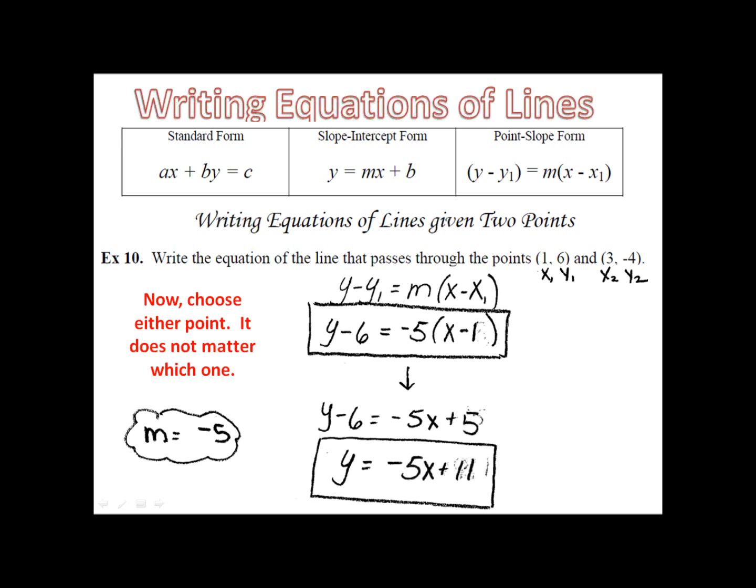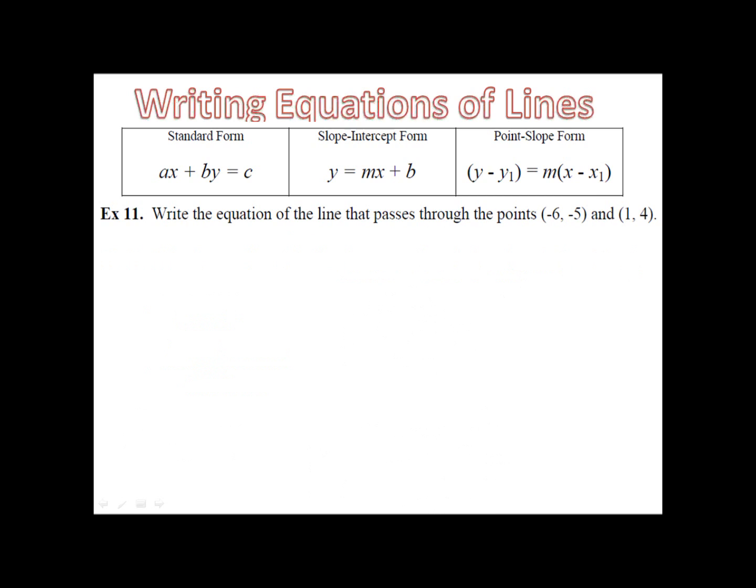Similarly, you also could have used y equals mx plus b and gotten the same answer. So here you really have several choices. It's up to you how you want to proceed. Our final example today is for you to try. We'd like you to write the equation of a line that passes through the points -6, -5 and 1, 4. Please pause the video here, then come back and we'll see how you did.